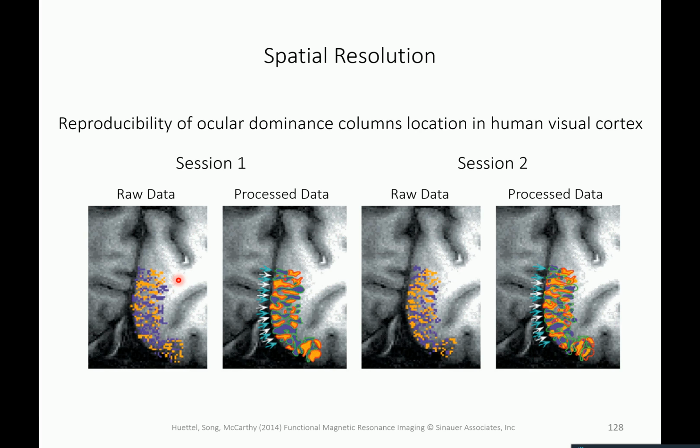The finding here is that you can actually recover what is known from monkey invasive electrophysiology. You can recover ocular dominance columns, areas of V1 which have a 1 or 2 millimeter diameter, with fMRI. This shows the raw data, with blue for one eye and the other color for the other eye, and if one does some smoothing on it, it looks like this, and one still sees this pattern. They also show that this is reproducible in the same participant, under the same conditions. You see it also in the second session.